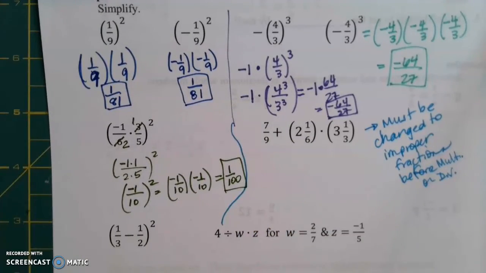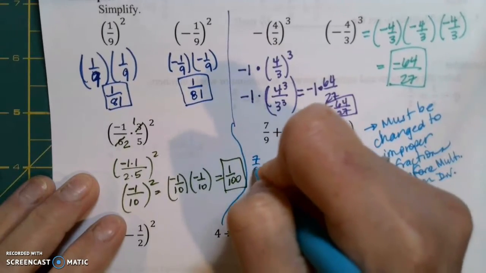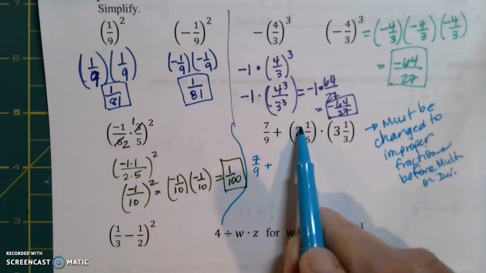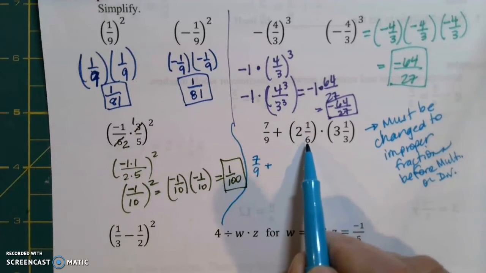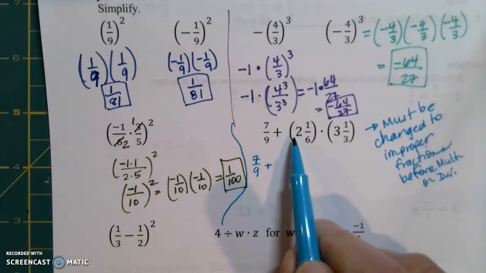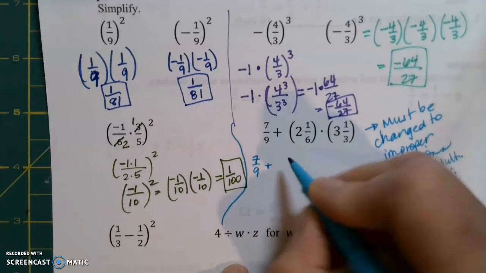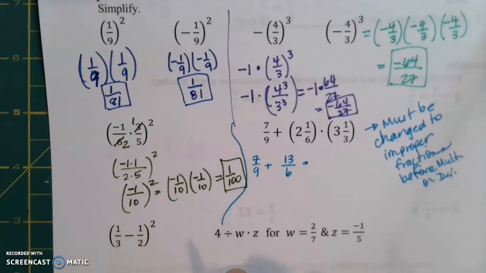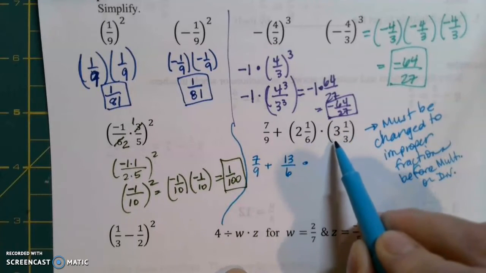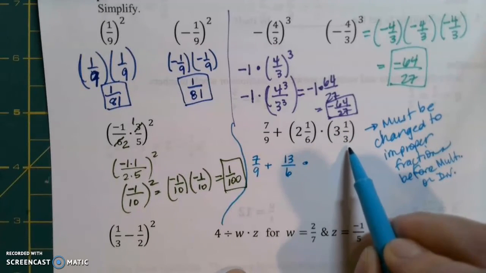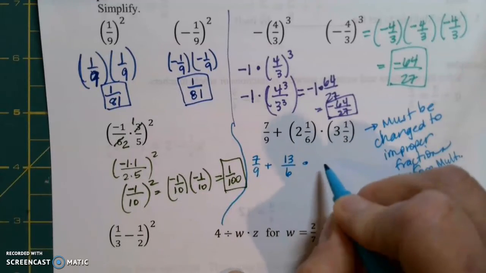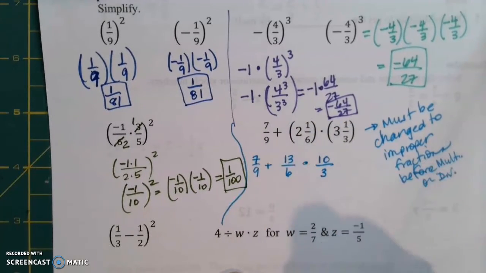So the 7/9 we can leave on its own for the moment. And then remember that we'll have 2 whole units that are each broken into 6 pieces. So we'll say 2 times 6 is 12, plus 1 is 13, so 13/6 for that one. And for this one, thinking of 3 units that are each broken into 3 pieces, so 3 times 3 is 9, plus 1 more is going to give me 10/3.